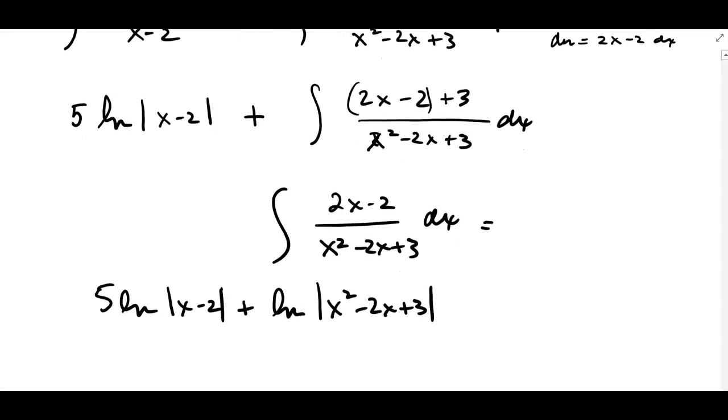It's this second piece, the piece where I have the plus 3. So I can go ahead and create another integral where you just have 3 over x squared minus 2x plus 3 dx.